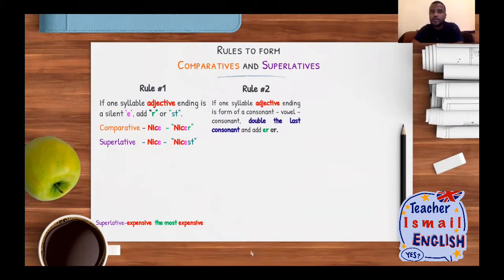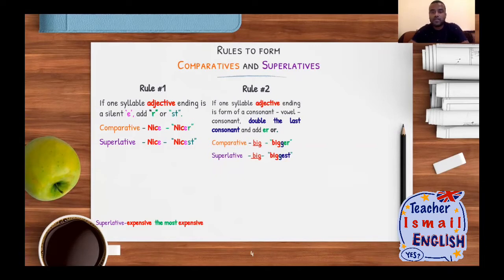Rule number two: if a one-syllable adjective ends in a consonant after a vowel, we double the consonant and add er. For example, the adjective big has a vowel and a consonant at the end of the word. We double the consonant and add er in the comparative and est in the superlative. Big, bigger, and in the superlative, the biggest.